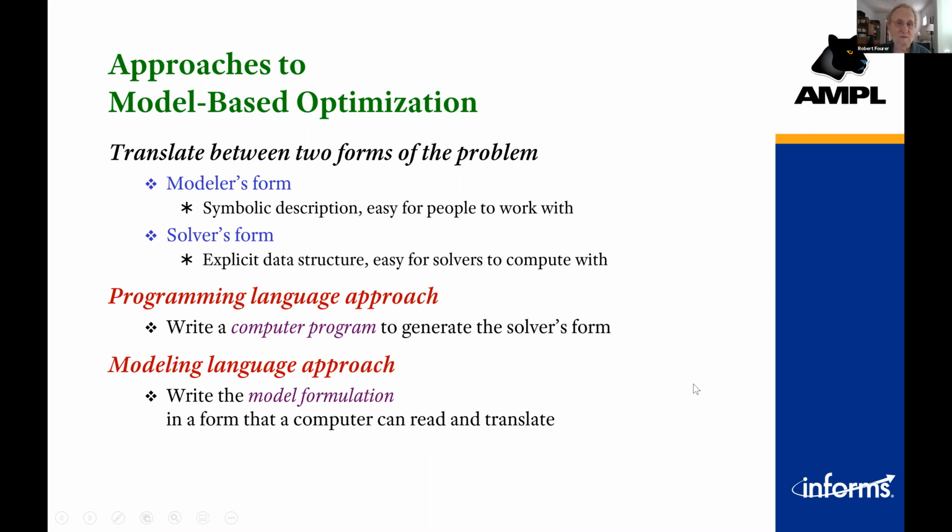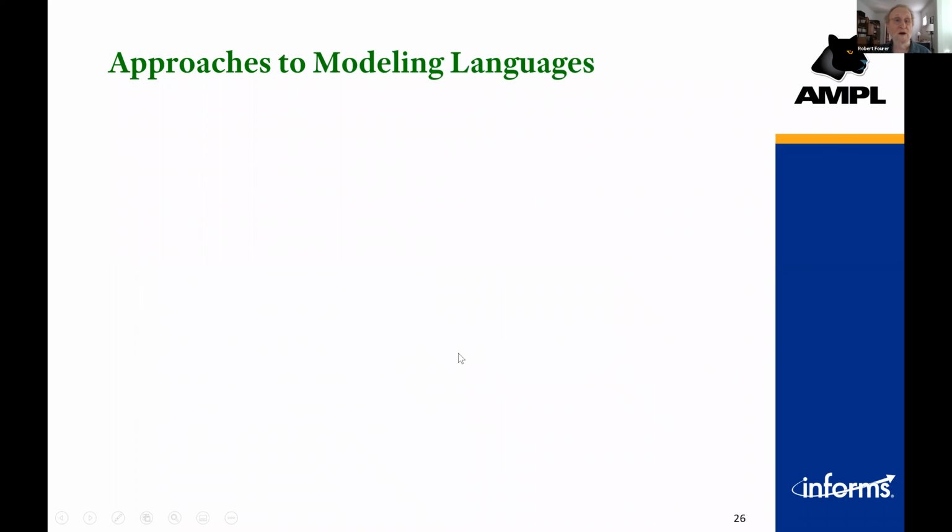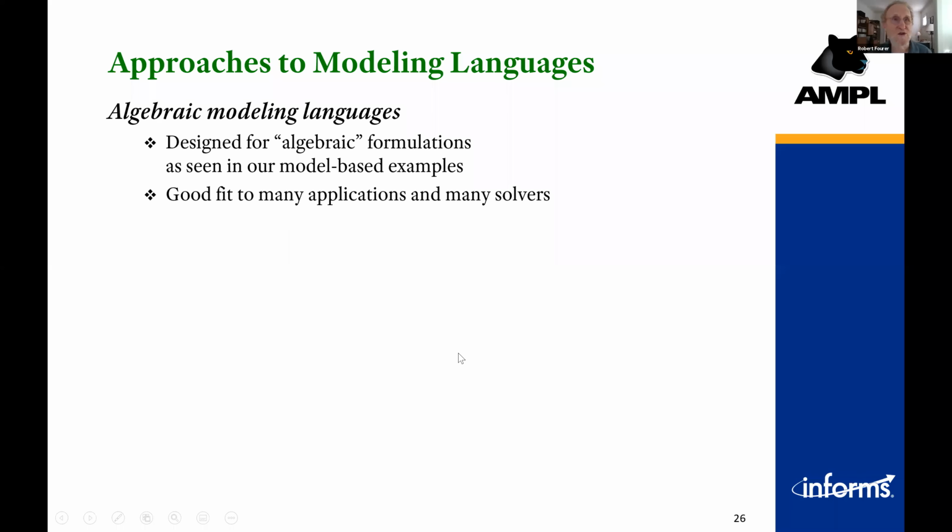And I'm going to move on to the third comparison that I want to do, which is between approaches to modeling languages. And you'll see that programming is going to come back. So now for modeling languages, as you may have assumed here, I'm mainly going to be talking about modeling languages that are called algebraic modeling languages that are designed for that algebraic formulation that I showed in my example. Okay? And when people talk about modeling languages for optimization, this is generally what they mean.